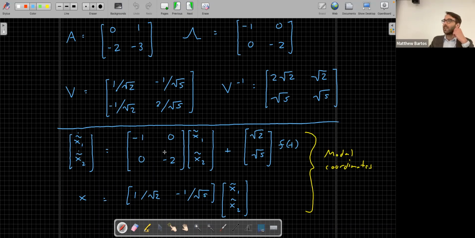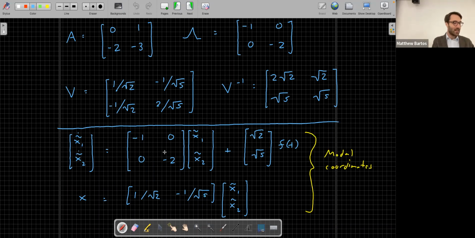Are there any questions on modal coordinates before I move on? Okay, in Thursday's class, we'll be showing how we can solve state space systems in general. And we're going to be using a similar idea to solve just generic state space systems to find the analytical solution. All right.